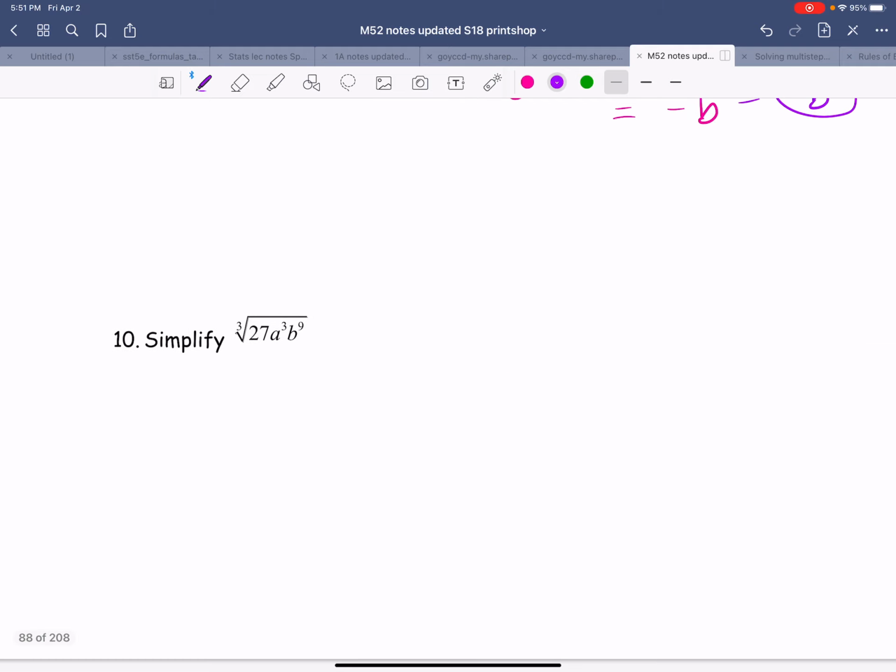Number 10, we can simplify them. Either we can write them as an exponent first and then simplify, or we can write them as a radical and then simplify. We have seen how to simplify these as a radical, but right now I'm going to write them as an exponent and then go ahead and use the rules of exponents to simplify.